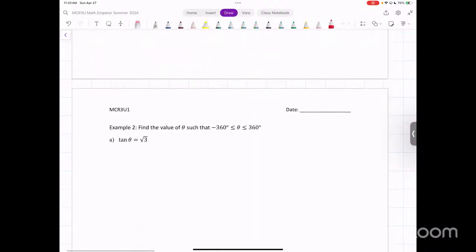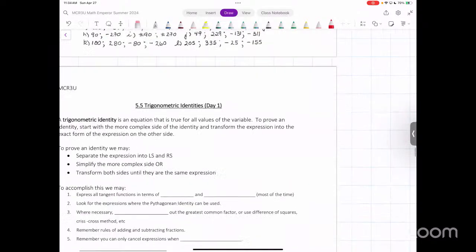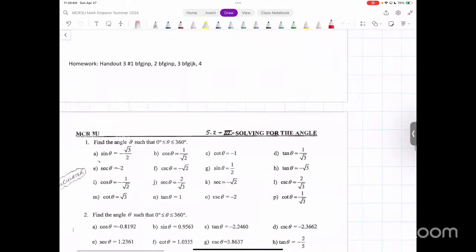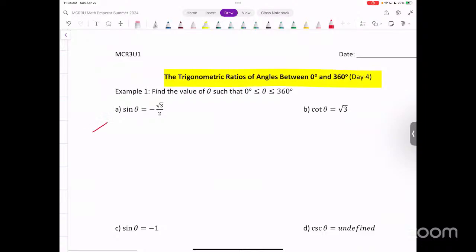And then we'll be going back to trigonometries. All right, so let's go back to see. They're given a ratio, and then you want to find out for angle of theta, sine of theta is negative root 3 over 2.